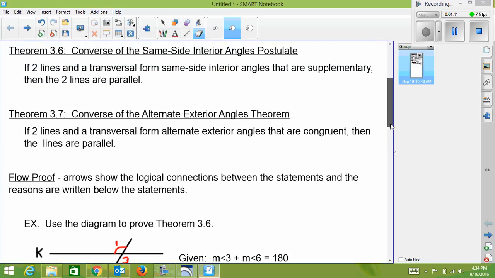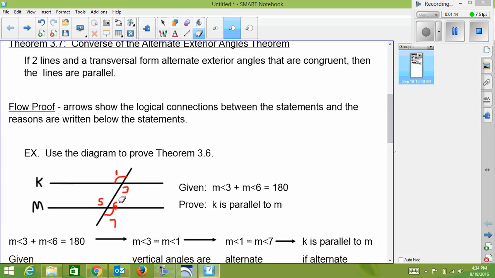The same side interior angles, so 3 and 6, if I can prove that they are 180 degrees, which is supplementary, then I would know, again, that these two lines are parallel. Then you had the alternate interior angles, which would be like 3 and 5. If we can show that those two are congruent, we would know that these two are parallel. And then the other one was the corresponding angles. So if we can prove that 1 and 5 are congruent, we would also be able to prove that K and M are parallel to each other.